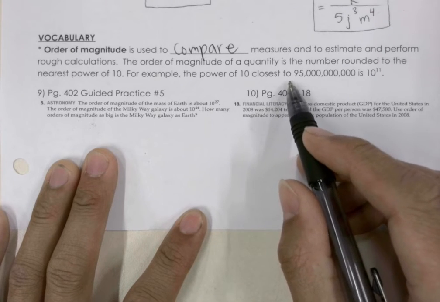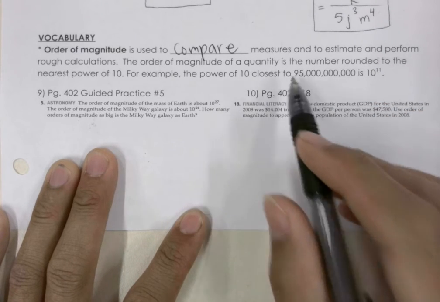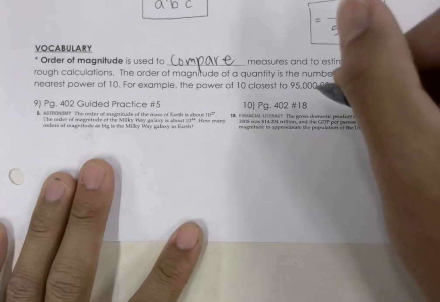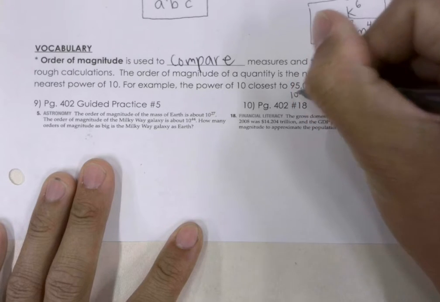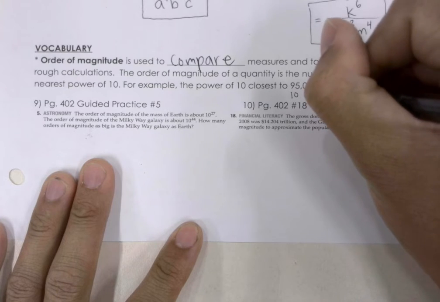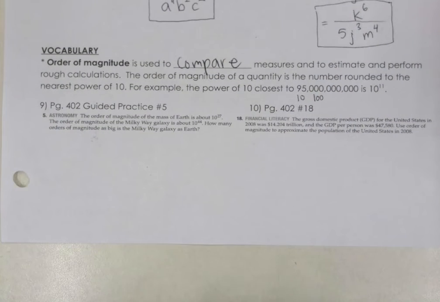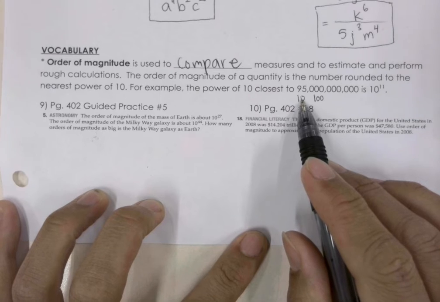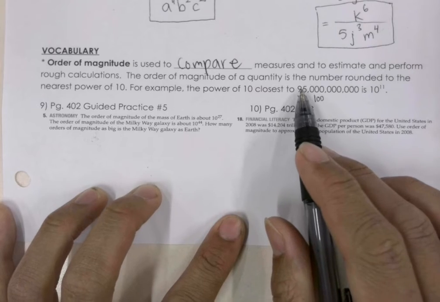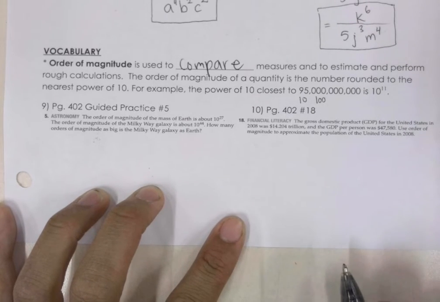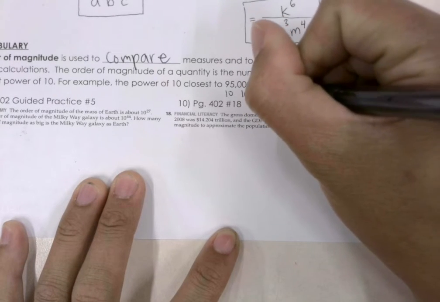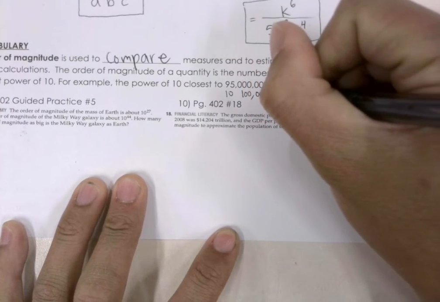Okay. So what we need to do when we round to the nearest power of 10, and we're looking at this number here, 95 billion, is it closer to 10 billion? Or is it closer to 100 billion? Right? Because both of those are powers of 10. 10 billion and 100 billion. And it's quite obvious that 95 billion is closer to 100 billion. So what does that mean? That means I have 100 followed by 9 zeros.